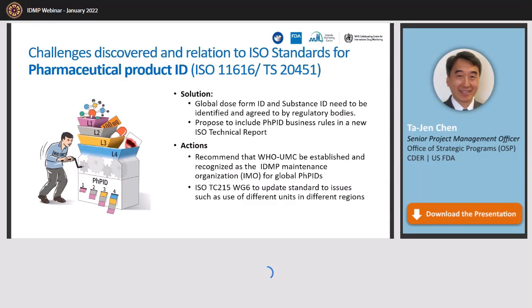It also recommends that the WHO UMC be established and recognized as IMO not just for global substance ID, but also for global PHPID. The ISO TC215 Workgroup 6 needs to update the standard and provide guidance for the use of different units in different regions.